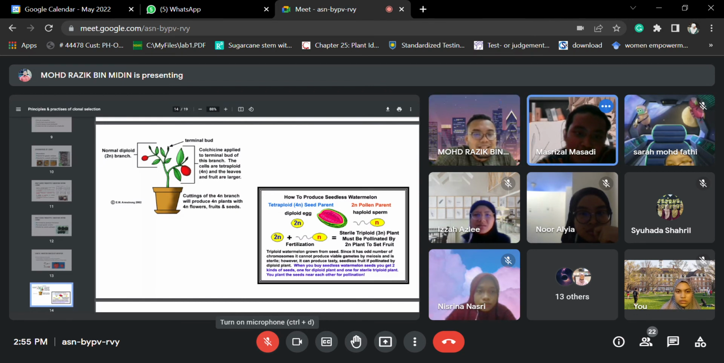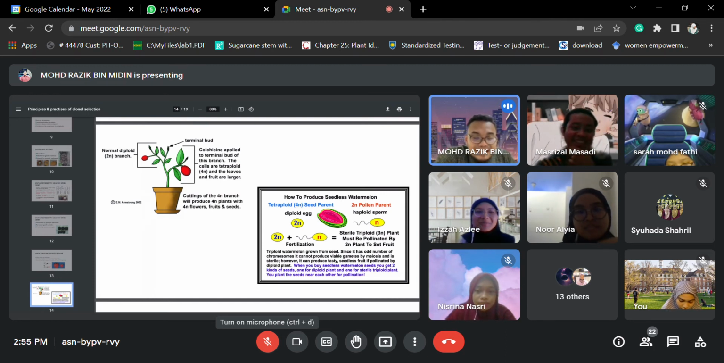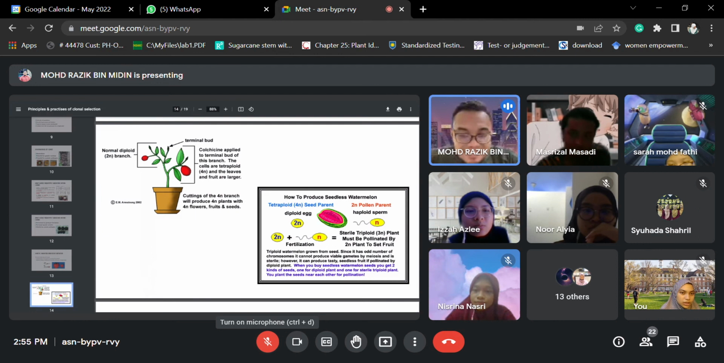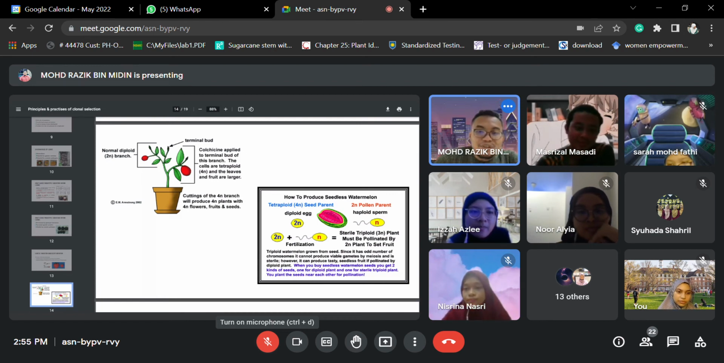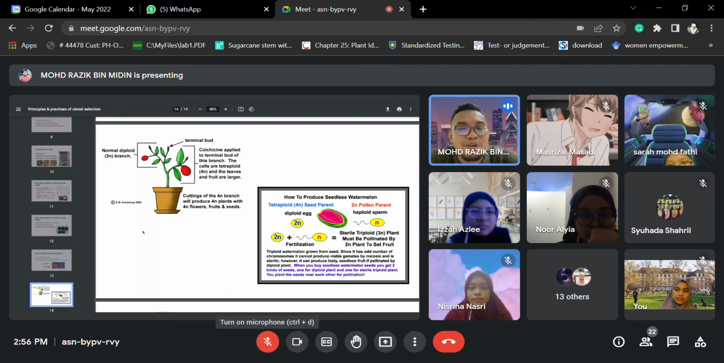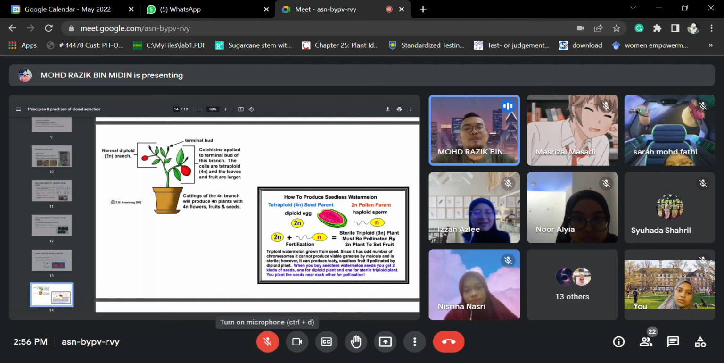Branch lagi besar lah. Okay, sebab kita tak treat keseluruhan pokok dengan mutagenic agent because kita selected by branch. Melainkan kalau daripada seed kita dah treat pokok tu dalam mutagenic agent. Clear? So cutting of the diploid branch will produce diploid plants with diploid flowers, fruit and seed. We can select branch mana yang kita nak jadikan dia tetraploid. Tetraploid is referring to the 4 set of genome.